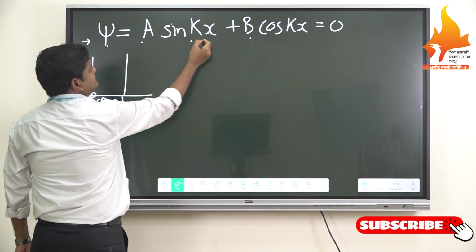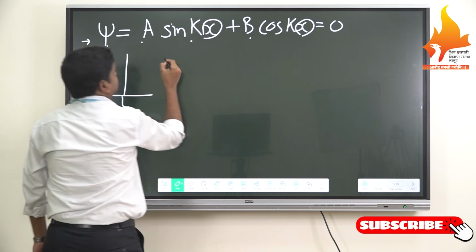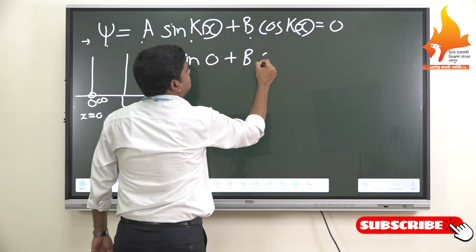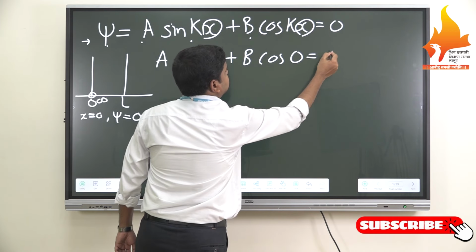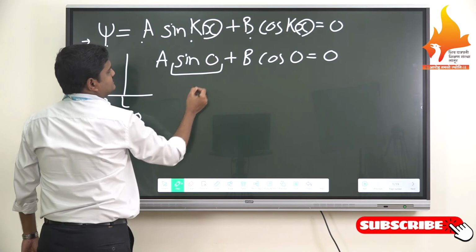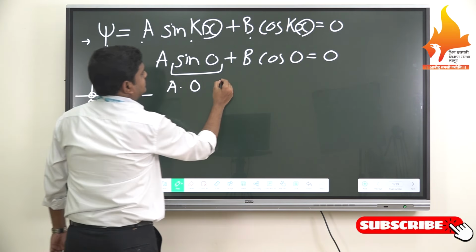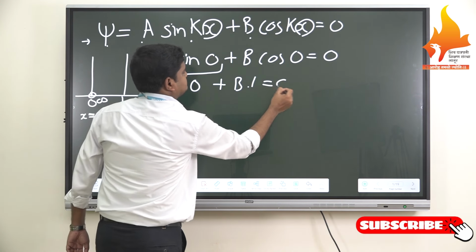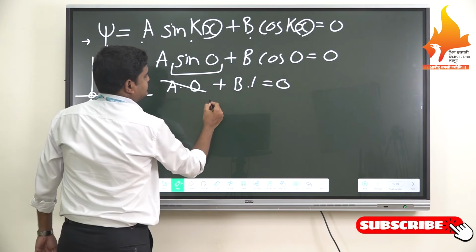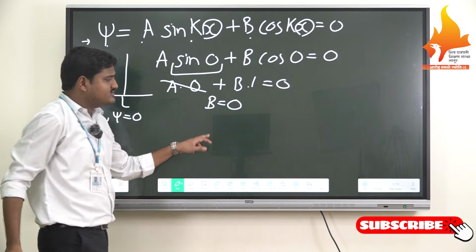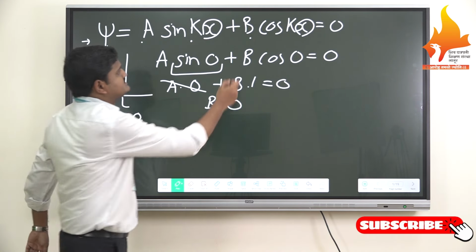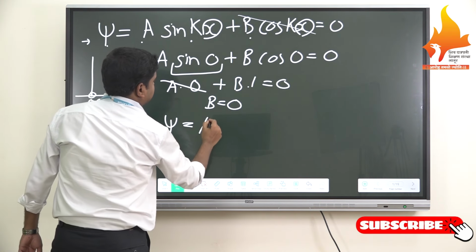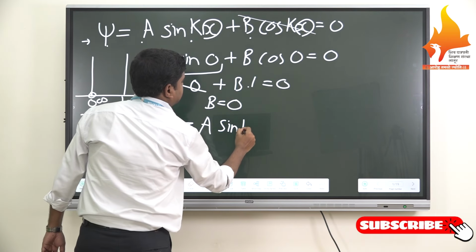So if we put x value as 0, then a of sine 0 plus b of cos 0 is equal to 0. The sine 0 value gives 0, so that is a into 0, plus b into cos 0, which gives the value 1. So this term cancels out, and b is equal to 0. We find that the constant b is 0. So this equation reduces and gives psi is equal to a into sine of kx.